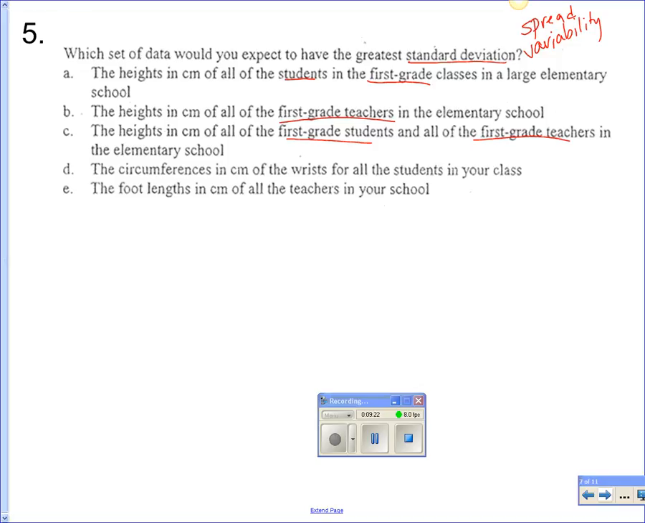All right, let's read the other choices just to keep going. D, the circumference of the wrist of all the students in your class. People's wrists are pretty much the same size. And E, the foot lengths of all the teachers. Again, there's going to be a little bit of variety, but the answer choice with the greatest variety is going to be C. When you put students and teachers in the same room and you measure their heights, you're going to get the biggest variety.